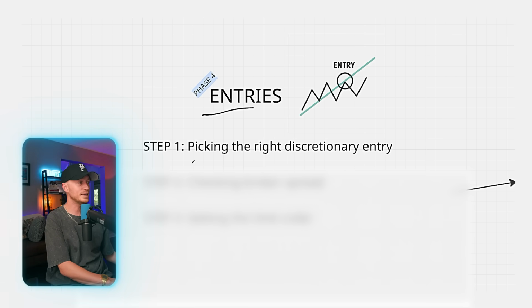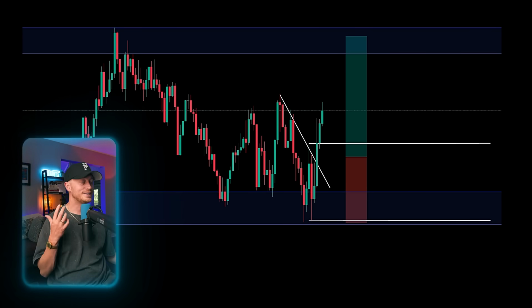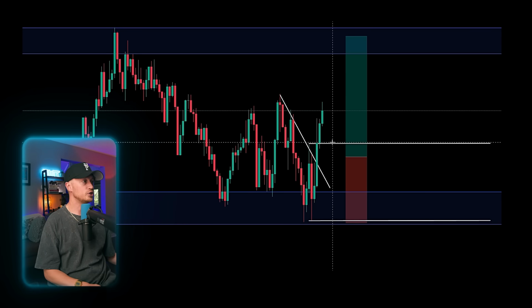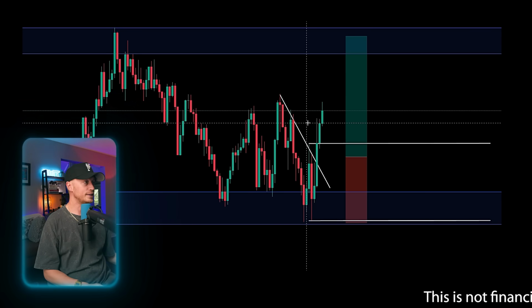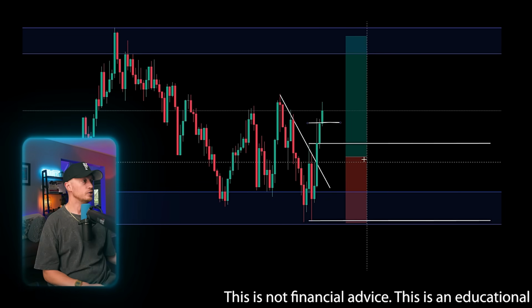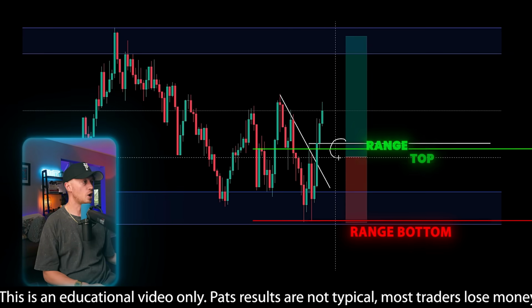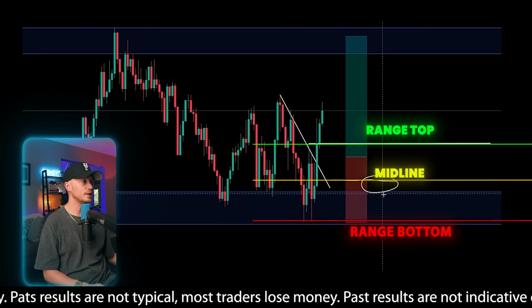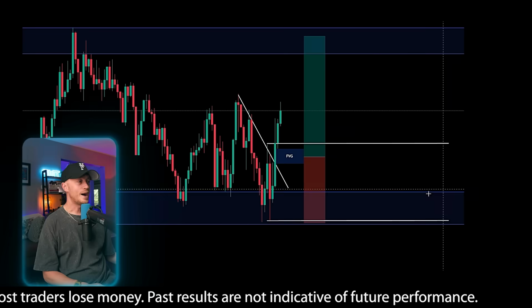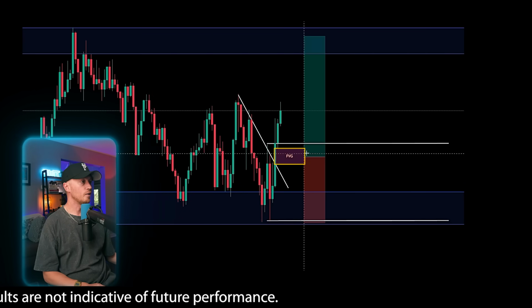Step 1, picking the right discretionary entry. Now, there's many ways to enter a trade on this strategy. You could enter right here on this candle break. You could wait for a pullback to the bottom of the line, to the top of the line, to the range midline. In this case, I decided to use a fair value gap.